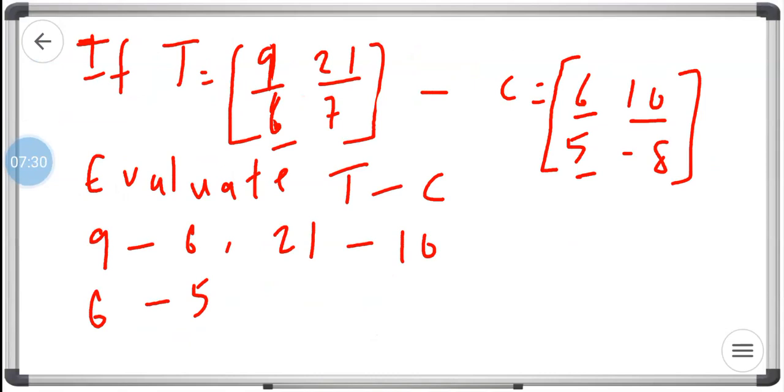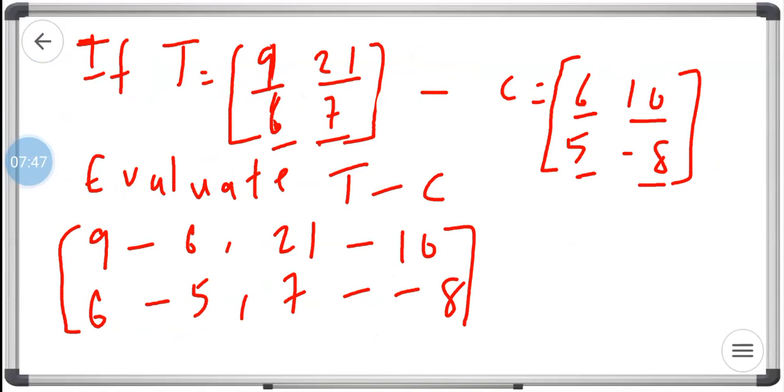Then the next one, a22 here, that is 7, minus a22 here, that's minus 8. So we are through with that. So quickly, let's put our bracket. Now from here, 9 minus 6, that will give us 3.